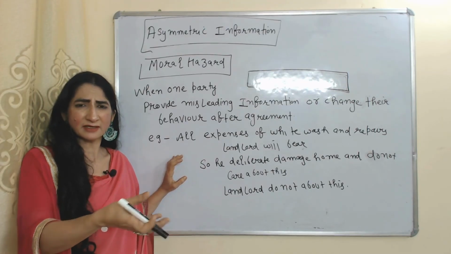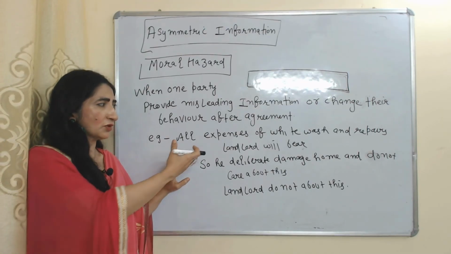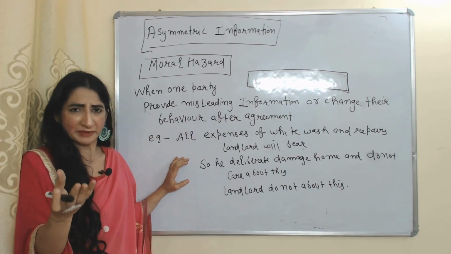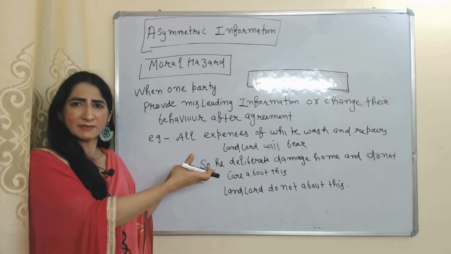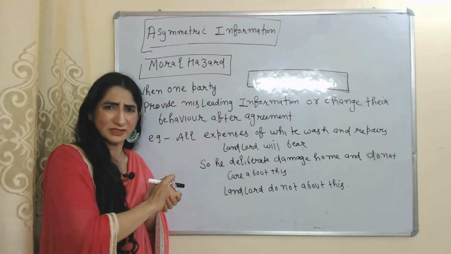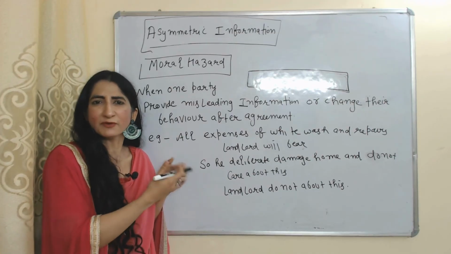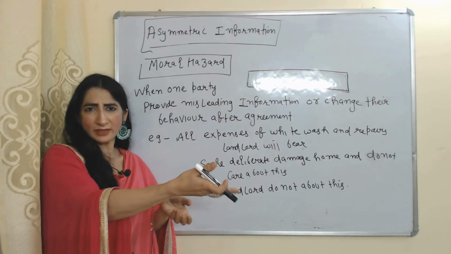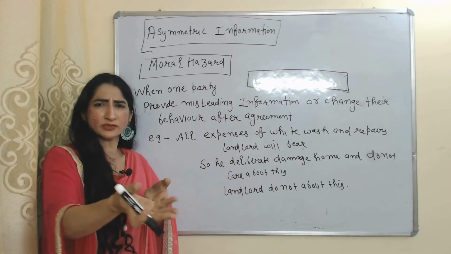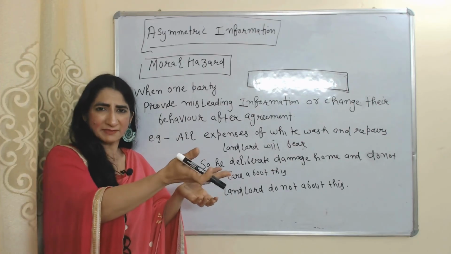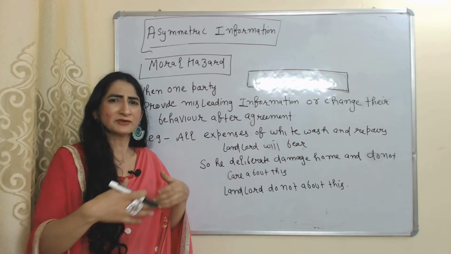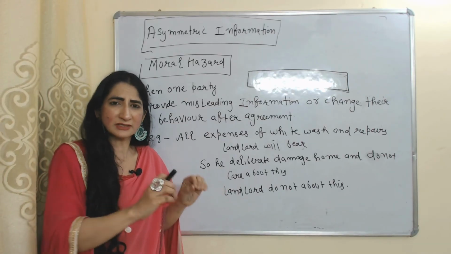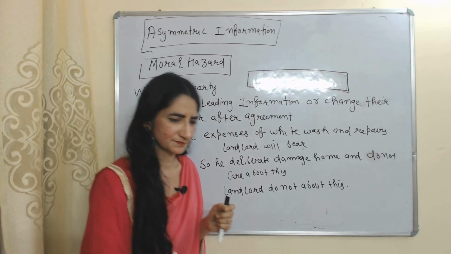A person takes a room on rent and he knows that all expenses of whitewash and repairs the landlord will bear. That's why he deliberately damages the home and doesn't care about it. But the landlord doesn't have information about this. So in this case, our market will fail. Similarly, you work in any company and you know that all expenses of damage your owner will bear, and you deliberately waste resources. So this is morally wrong. So in this case, our market will fail.